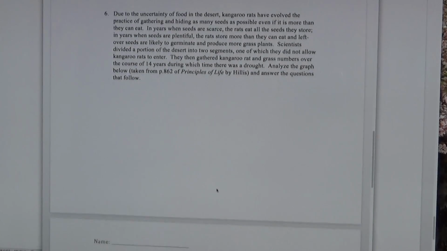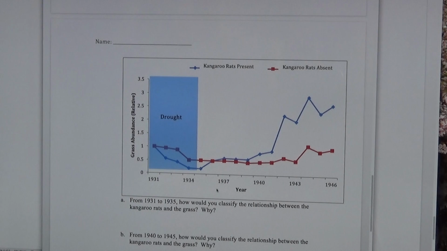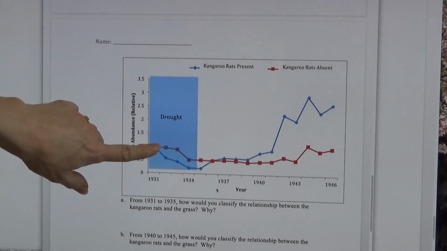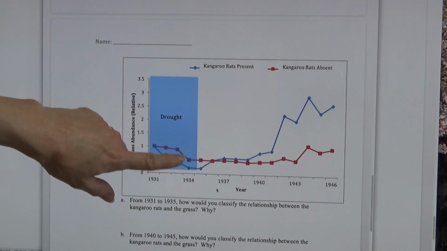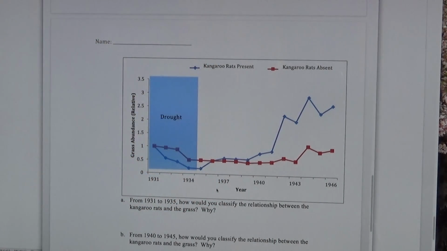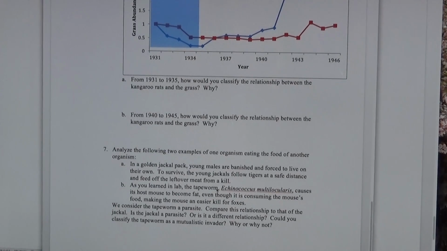So in this number 6, they're looking at this graph. And you can see that when there's a drought, when there's low water, it's actually better. You can see that the red line is above the blue line. So when there's a drought, it's better to not have kangaroo rats, but when there's plenty of moisture, it's better to have kangaroo rats. And it probably has to do with population control and less competition for the plants when they're being weaned down by the kangaroo rats.